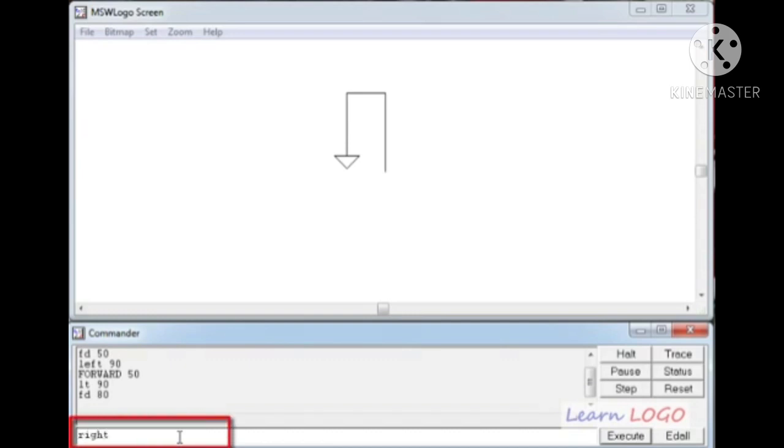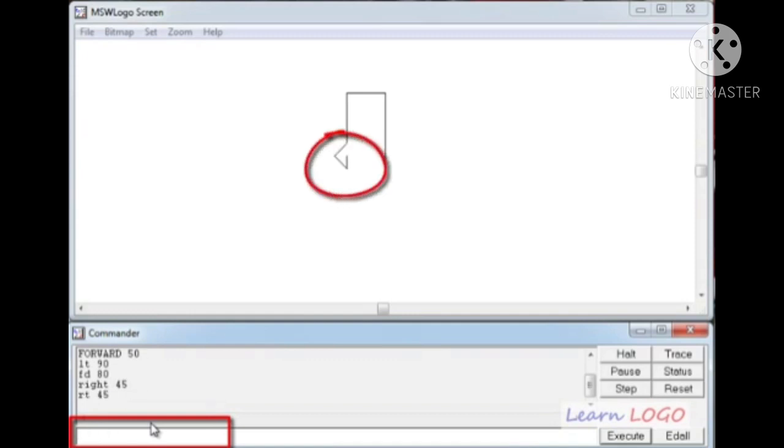Then another instruction is right. The right command turns the turtle head to the right side in clockwise direction. Okay, look here. It turns the turtle head in clockwise direction to the right side. Here I write right 45 degrees. So the head turns right by 45 degrees.